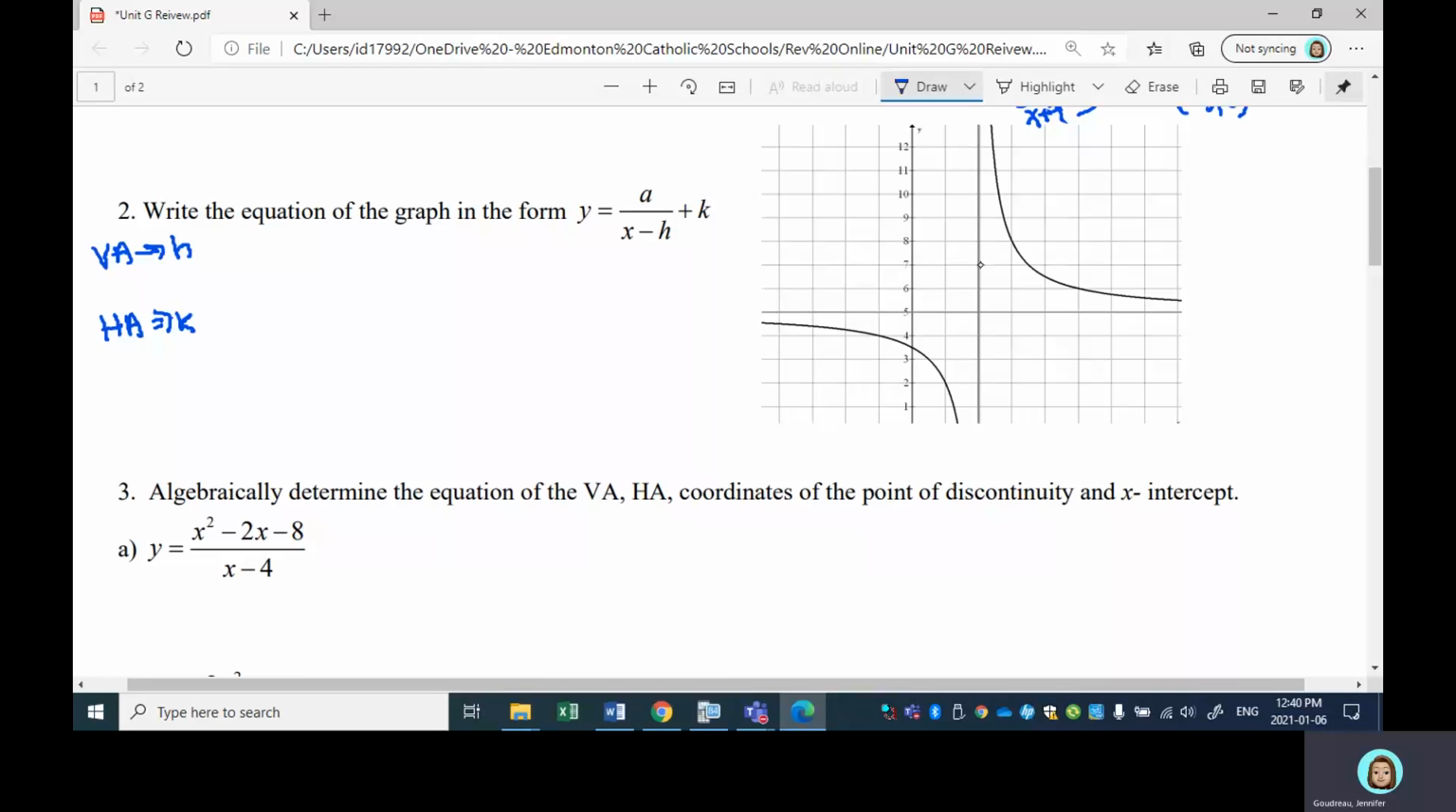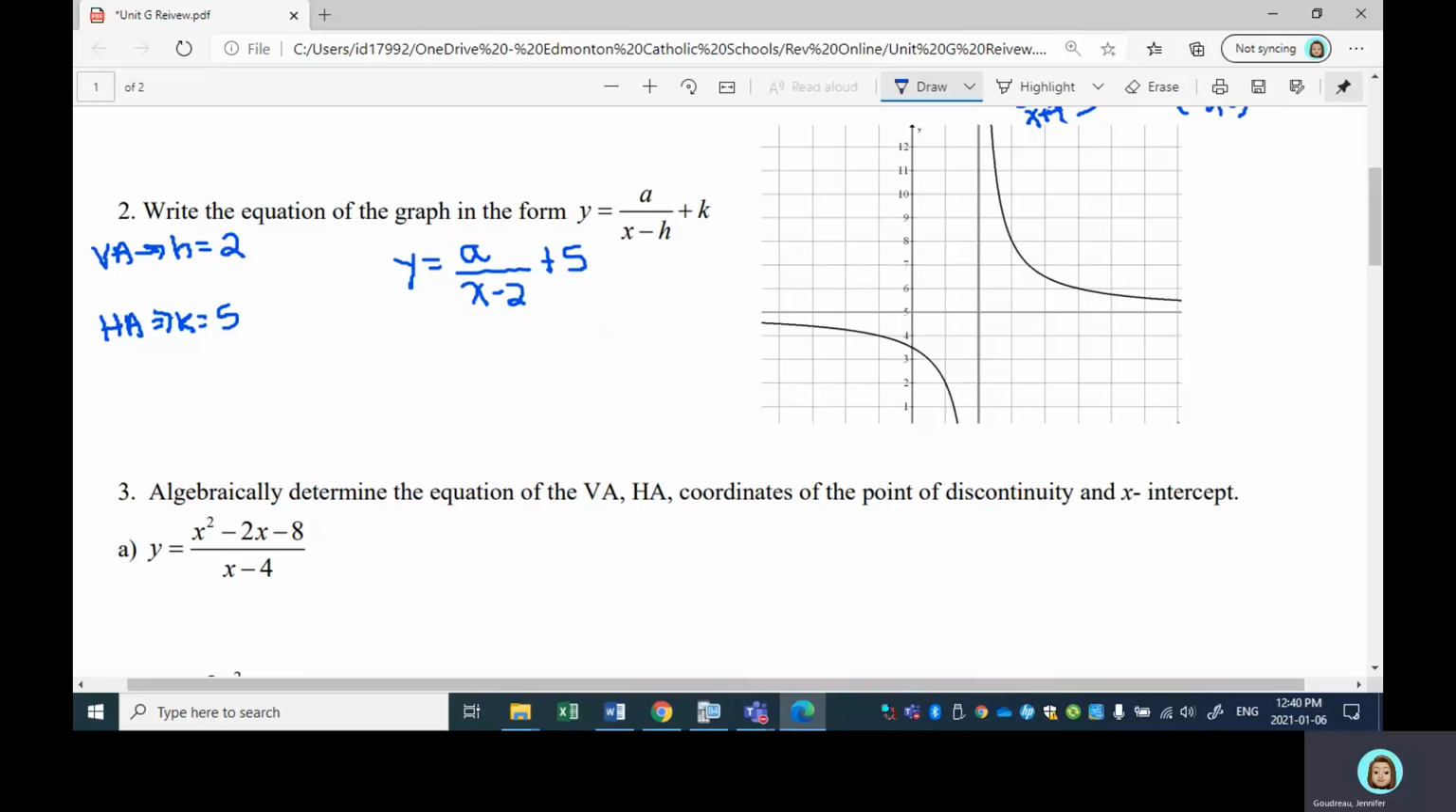Our vertical asymptote here, we can see, it's not the best picture, but it is over 2 units to the right. So our vertical asymptote is at 2, which means our h value is going to be 2. Our horizontal asymptote is happening at y equals 5, so our k value is 5. That means so far, here's what our equation looks like. y equals a over x minus 2 plus 5. I don't know if there is a stretch here or what that stretch is.